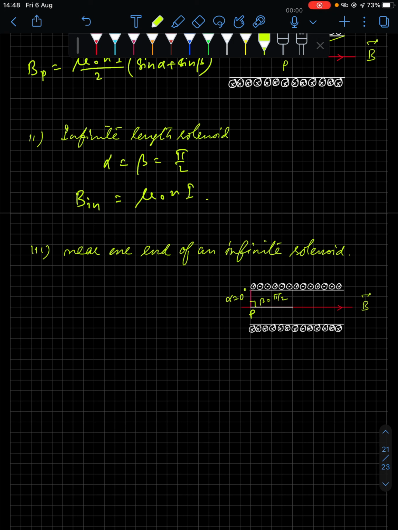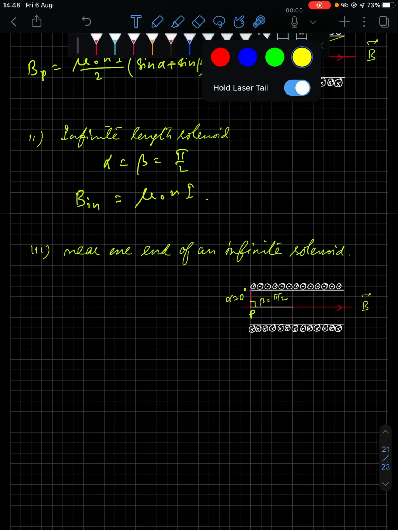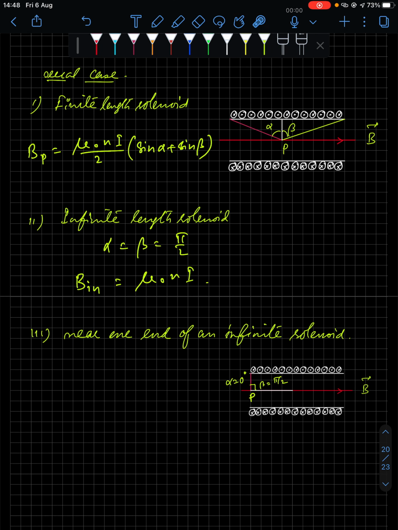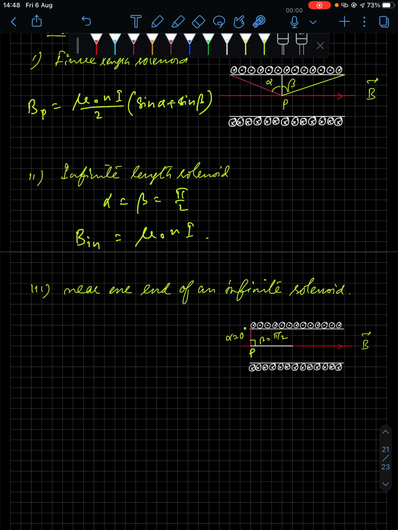The third situation is near one end of the infinite solenoid. Now one end means you take this point P either on this side or on this side, okay? Say in the figure here we have shown it to be here. Now if P comes here, you see alpha will become 0 and beta will become 90, isn't it?